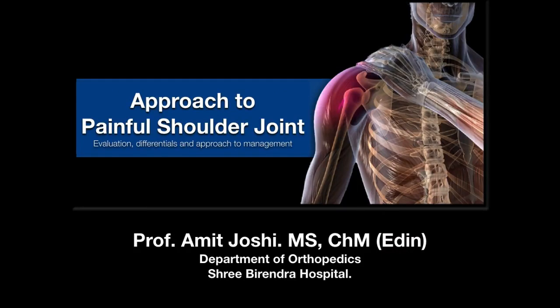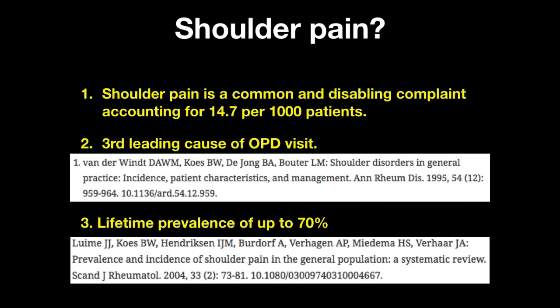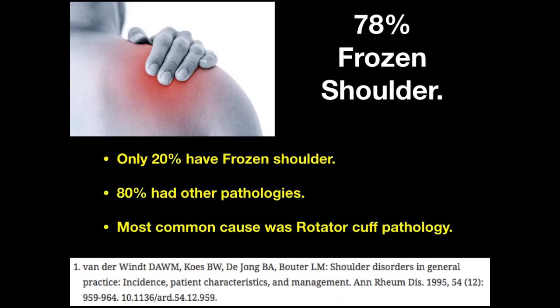Namaste everybody. Today's talk is on approach to painful shoulder joint. Shoulder pain is a common and disabling complaint which accounts for about 14.7 people per 1000 patients. It is also the third leading cause of OPD visits, and the lifetime prevalence of shoulder pain is up to about 70%. So in summary, shoulder pain is very common in our population.